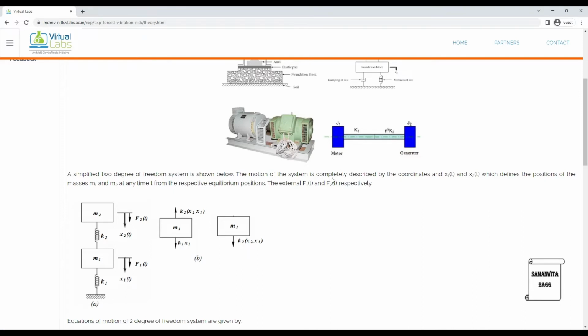The motion of the system is completely described by the coordinates x1(t) and x2(t). x1 is the displacement of mass 1, a function of time, and x2 is the displacement of mass 2, also a function of time, which define the positions of the masses m1 and m2 at any time t from the respective equilibrium positions. So these are the equilibrium positions, and x1, x2 will show their position at a particular instant of time. The external forces F1(t) and F2(t) are the respective forces at the masses m1 and m2.